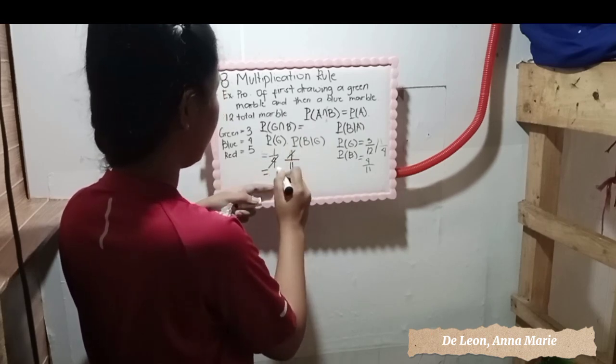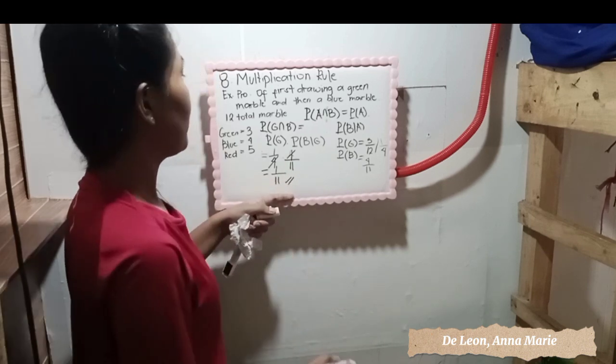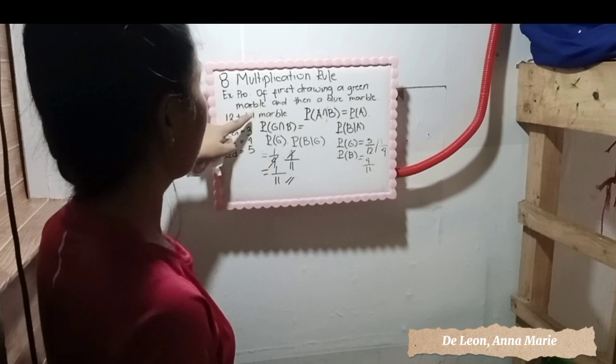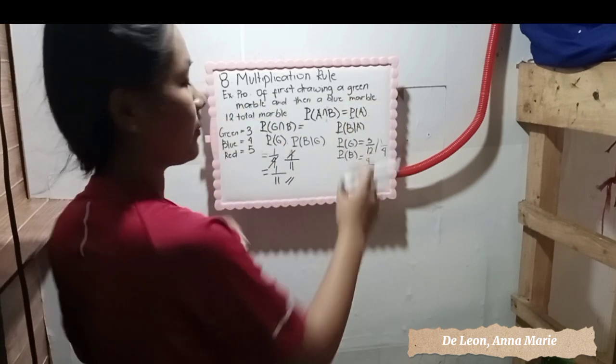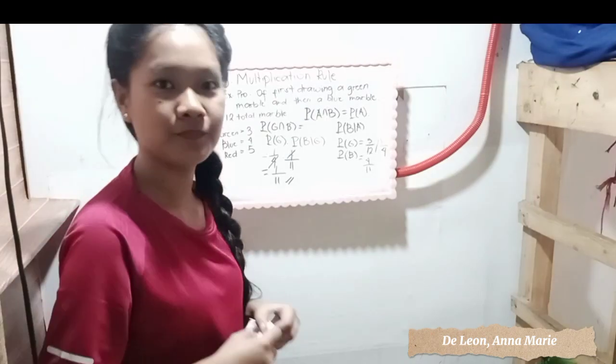We're going to cancel here, and we'll have 1 over 11. So the probability of first drawing a green marble and then a blue marble from a bag of marbles is equal to 1 over 11.